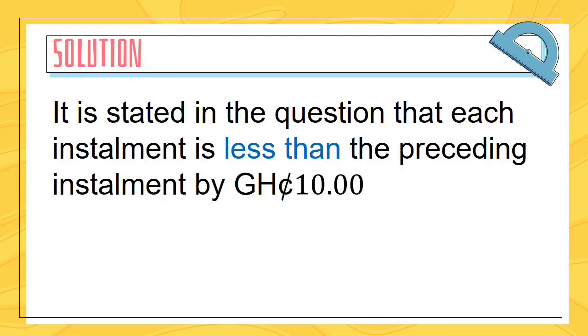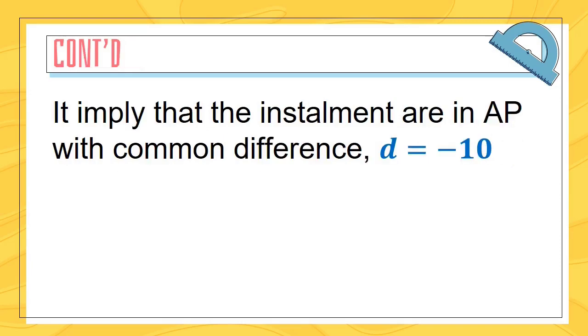Now it is stated in the question that each installment is less than the preceding installment by 10 Ghana cedis. In other words, each installment is less than the previous installment, which is the previous term, by 10 Ghana cedis. Less than means there has been a reduction, which is negative. So we are going to be having negative 10 cedis. Now this implies that the installments are in arithmetic progression, or AP, with common difference D, which is negative 10.